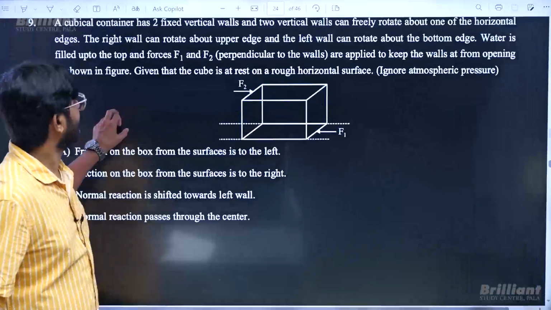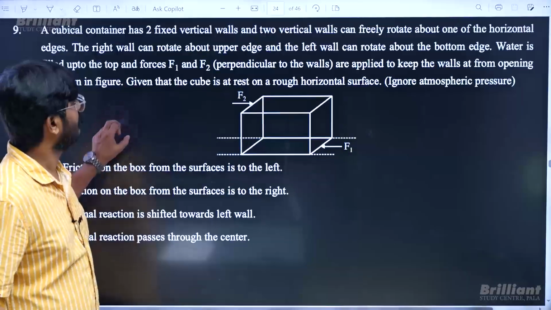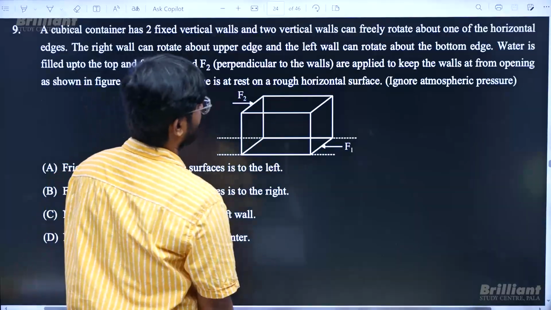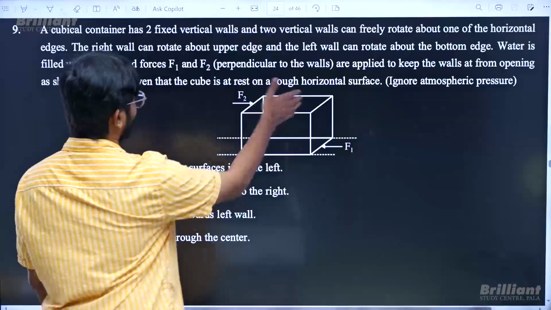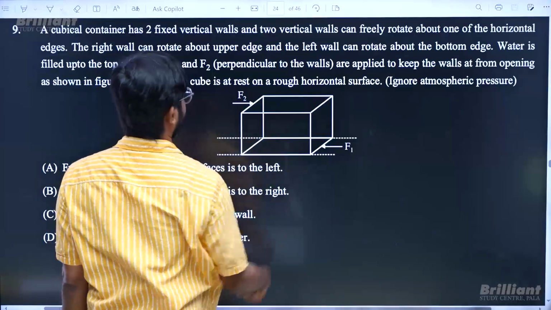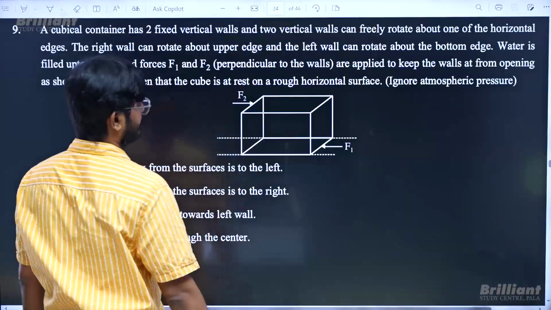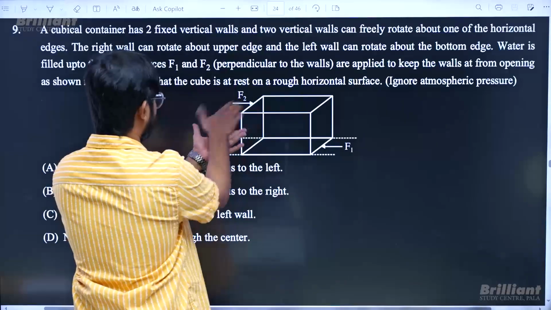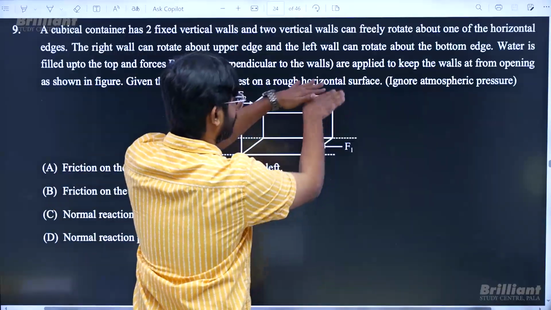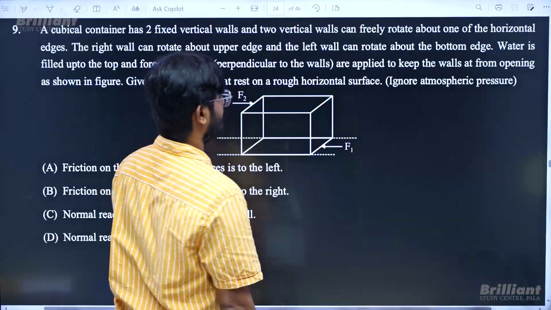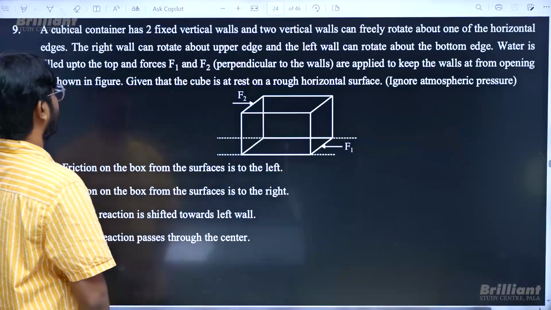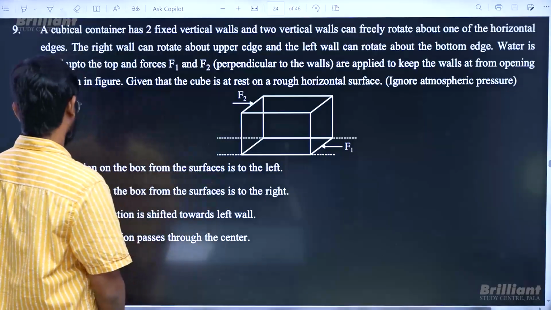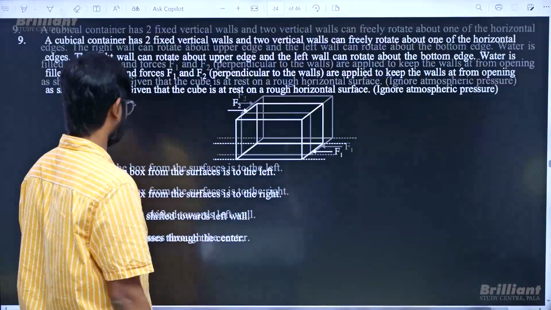A cubical container has two fixed vertical walls and two walls which can move freely about one of the horizontal edges. The right wall can rotate about the upper edge and the left wall can rotate about the bottom edge. Water is filled. So if the water is filled, this one will try to rotate like this and this one will try to rotate like this. So you are applying a force here and you are applying a force here to stop that. Given that the cube is at rest on a rough horizontal surface, what is the direction of friction? What about the normal reaction?